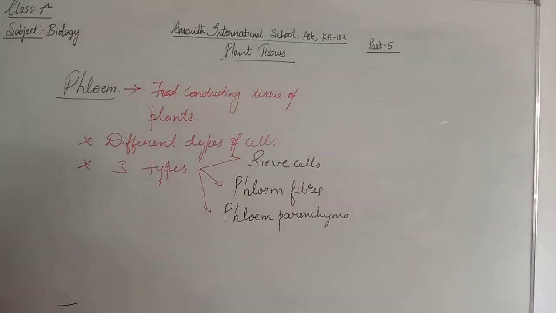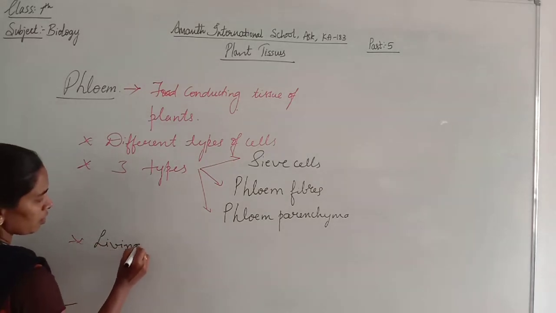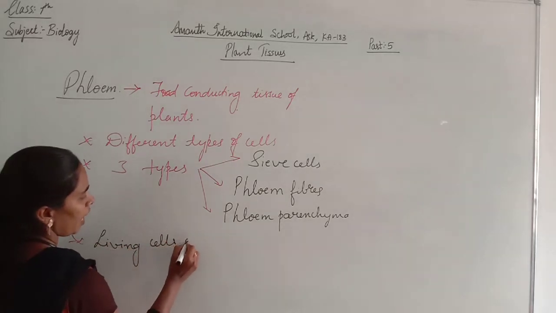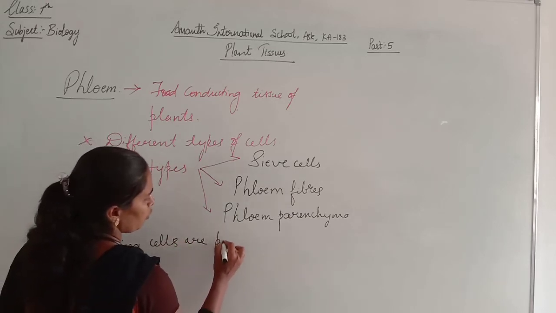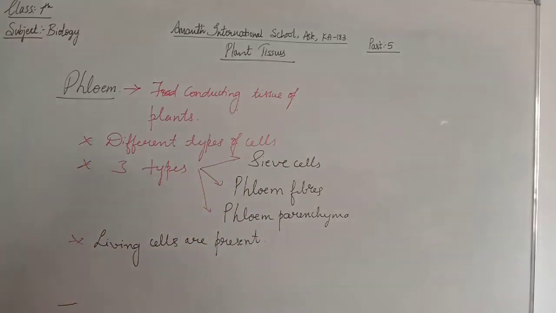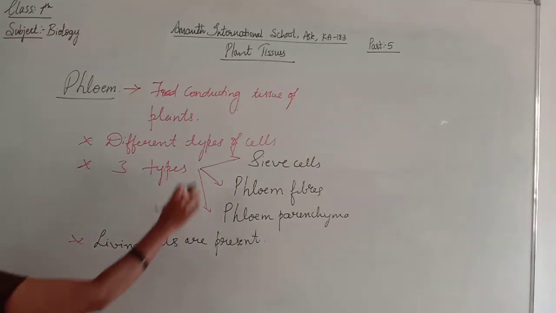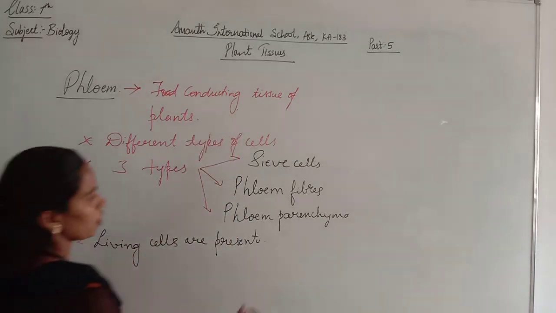So what kind of cells are present in the phloem tissue? Living cells are present in the phloem tissue. I have already said that the function of phloem tissue is to conduct food in plants. So where is the food prepared? The food is prepared in the leaf.